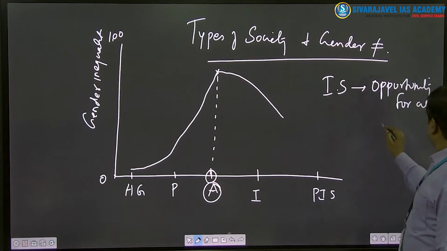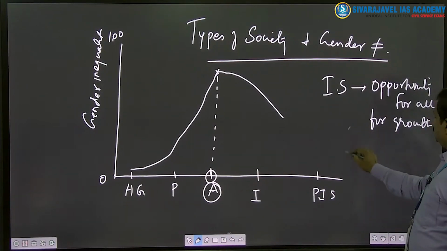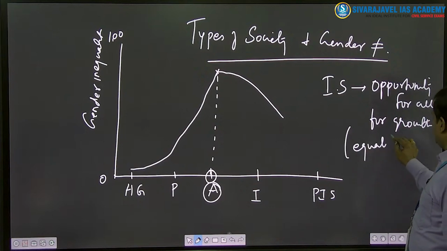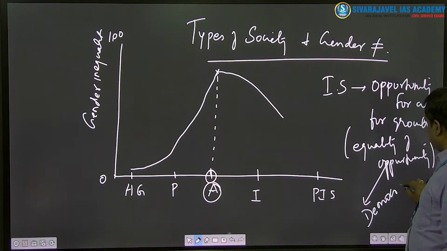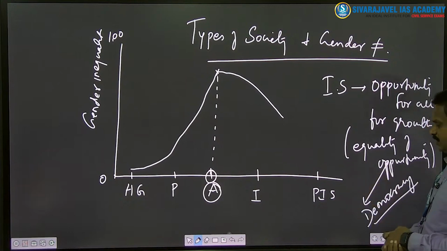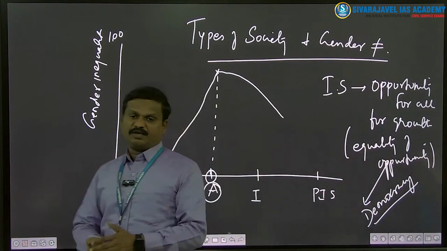For growth. So in industrial society, you have equality of opportunity. Why? Because in industrial society, you have a political system called democracy. Democracy and industrial society are like two sides of the same coin. If there is an industrial society, it has to become democratic. Otherwise, there will be a problem.